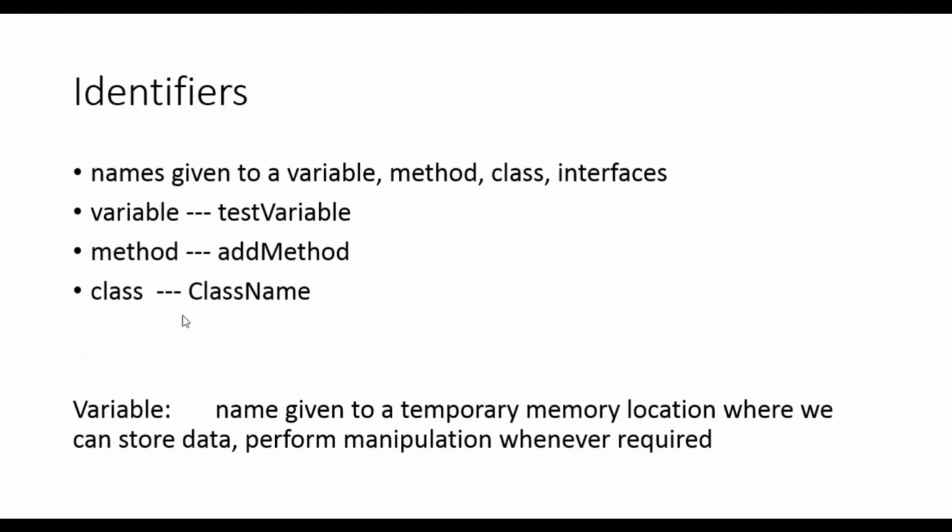So we'll be seeing method and class in further examples. There, if you want to define a method, that should also be in lower camel case. The first letter is in small, then the second word first letter should be in caps. If you are defining a class, the first letter of every word should be in caps.